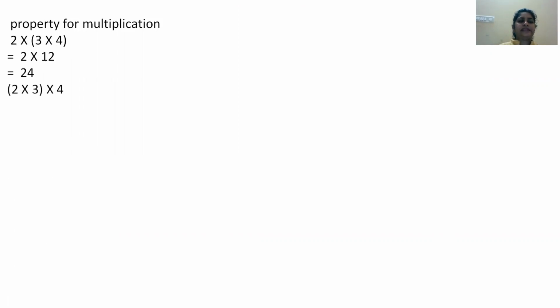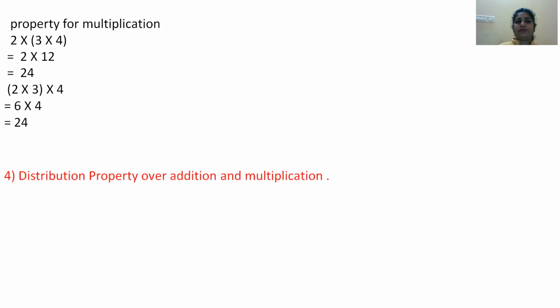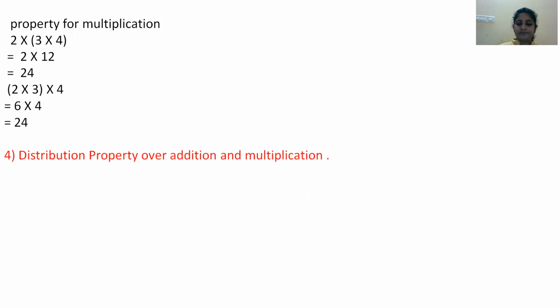Now, let us interchange the brackets. That is, let us group it for other numbers. That is 2 into 3. Instead of 3 into 4, we are grouping here 2 into 3 into 4. Now 2 3s are 6 into 4. Again the answer is 24. So however we group, the final answer is same. So this is our associative property for multiplication.